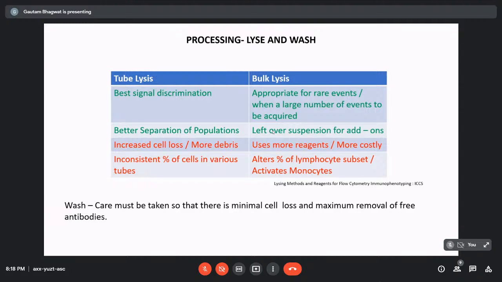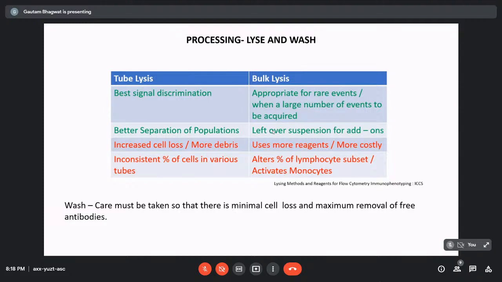But it uses more reagents and is therefore more costly, and certain studies say that it alters the lymphocyte subsets and also activates monocytes. So it is entirely the choice of the lab which method they prefer, tube lysis or bulk lysis, and for what kind of analysis, what kind of technique they have to use. But those should be protocol based and standardized in the lab.